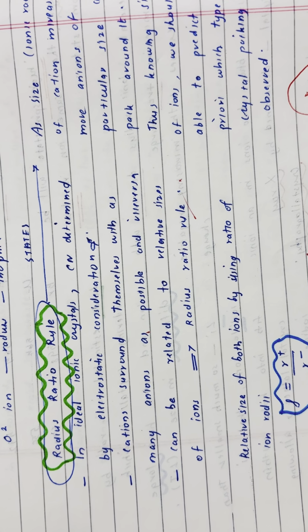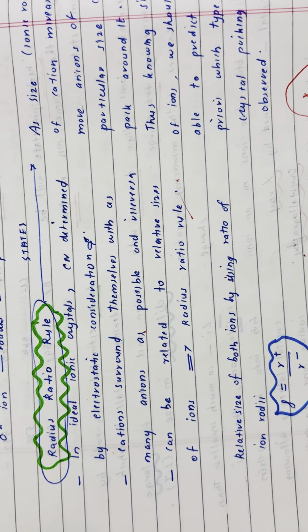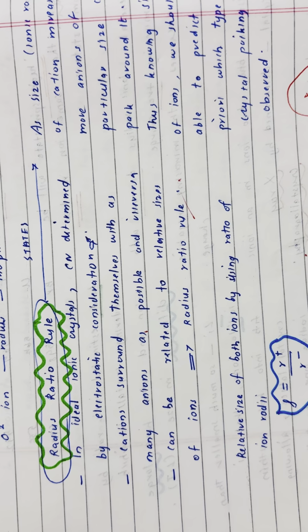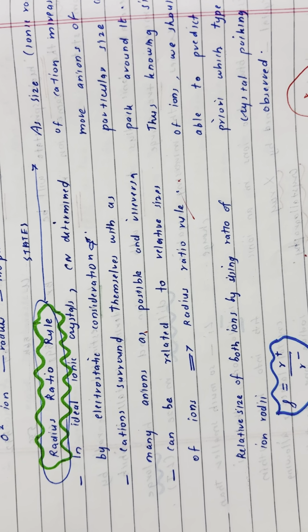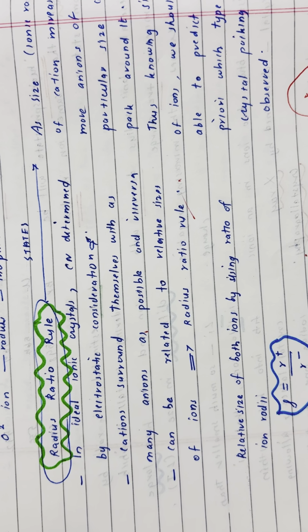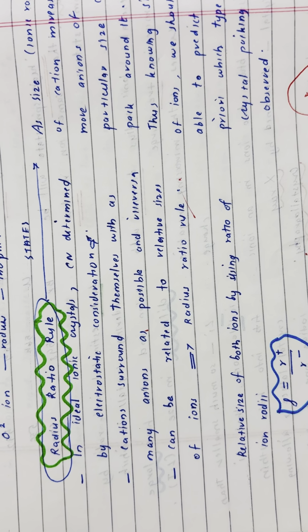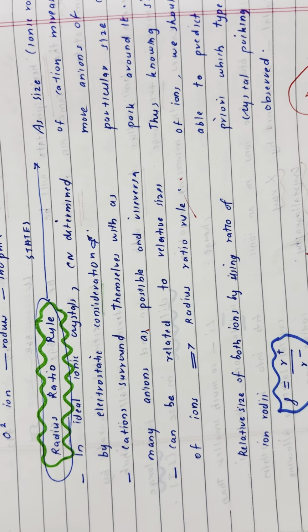In the previous video, we have seen this radius ratio rule. According to that rule, the larger the cation, the more anions can be packed around it in a particular size and shape. That is what our radius ratio rule was. Accordingly, knowing the size of anions, we should be able to predict the crystal structure or type of packing.